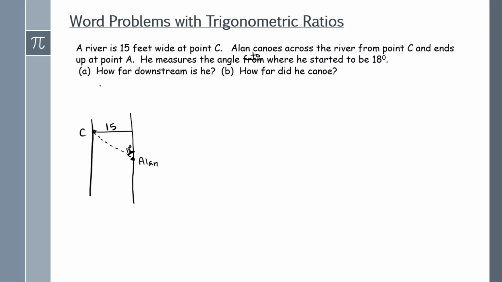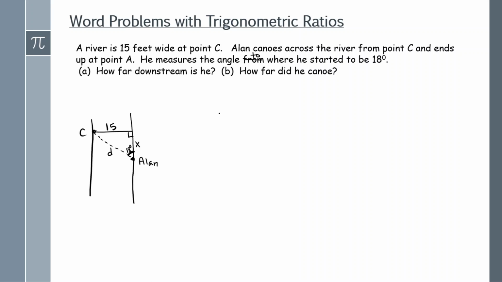The question is, how far downstream is he? That's X. And how far did he actually canoe? That would be this distance here. So we have to read our problem and draw our picture, that would be the first step, so you can see your triangle. Now, why did he end up not just going straight across? Well, anytime you're in a river, there's a current, and so it's going to take him a little bit downstream.